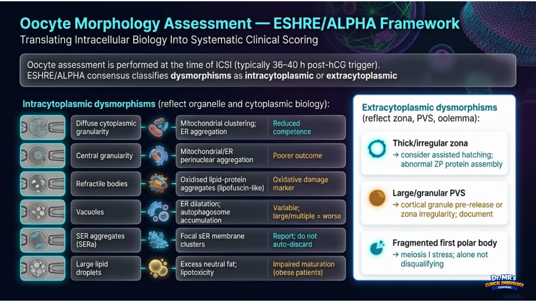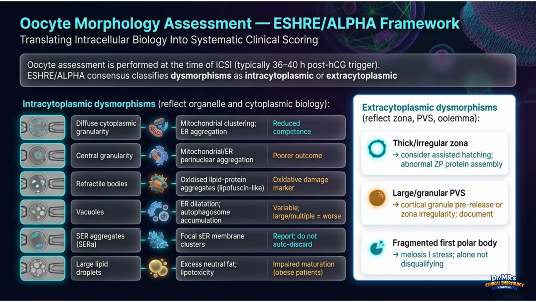But as larger multi-center data sets emerged, the field realized those early correlations were statistically flawed. So what is the current ESHRE consensus? The guidance is emphatically clear. Do not auto-discard oocytes with SARA. I need to understand why. What actually is in SARA and why is it safe?